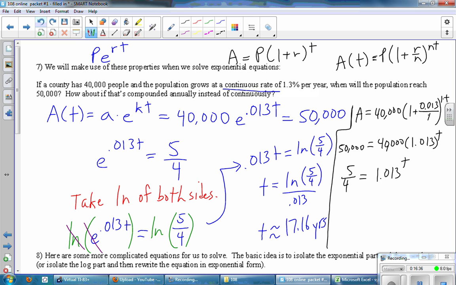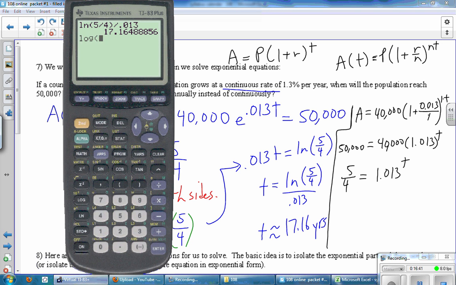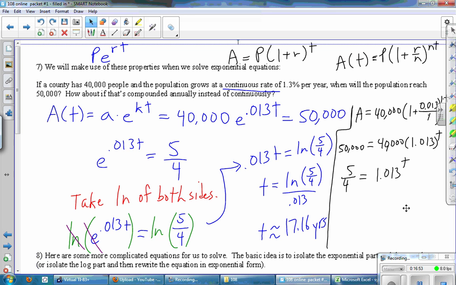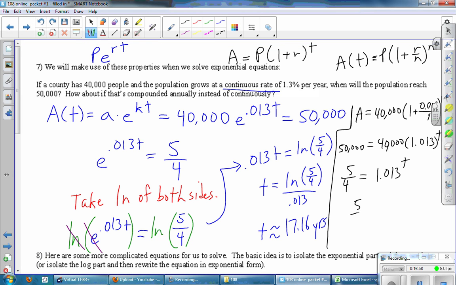The only problem, practically speaking, is that you are restricted to just these two log buttons on your calculator, log and ln. You got no other log buttons on the calculator. So using log base 7 would require work just because of the technology. So let's use the common log just to try something different. I'm going to write that equation again. 5/4 equals 1.013 to the t, leaving a little space in front so that we can take log of both sides. This time we'll use log instead of ln, but it makes no difference really.